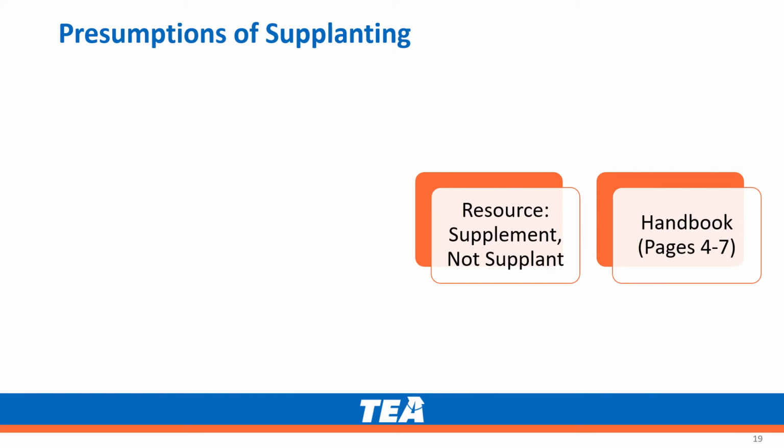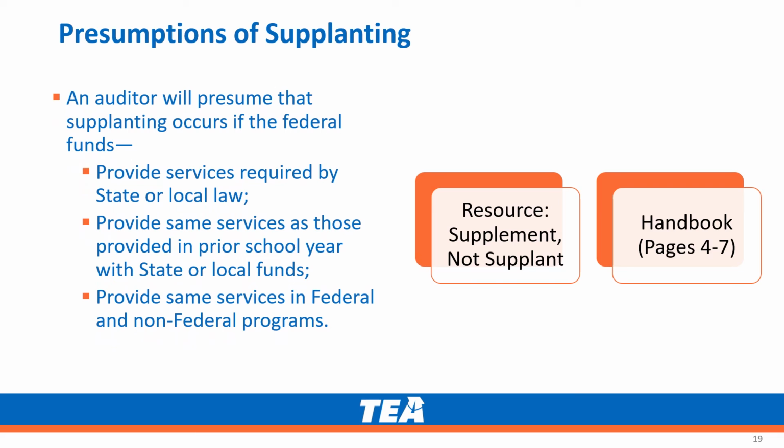When checking for traditional SNS compliance, auditors will presume that a supplement has occurred if the LEA has used any program funds to do any of the following: to provide services required by state or local law, to provide the same services as those provided in the prior school year with state or local funds, or to provide the same services in federal and non-federal programs.